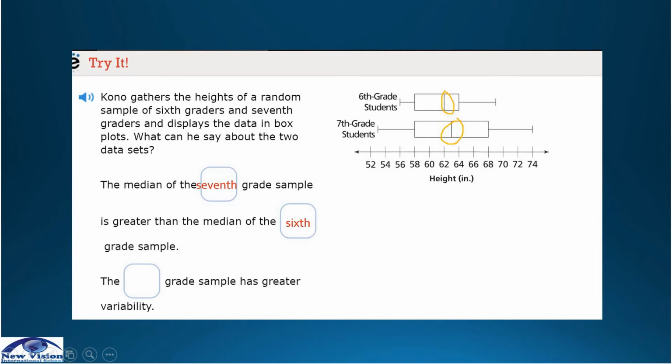How will you know the variability then? It's after the median. So which box is longer? Is it the box on the 7th grade or the box on the 6th grade? So you will have 7th grade.